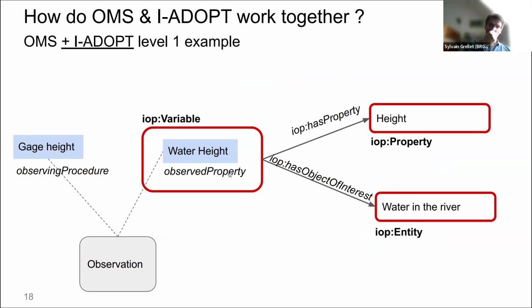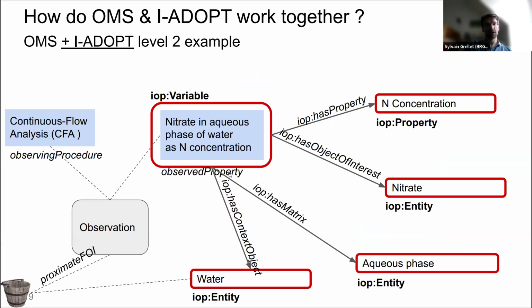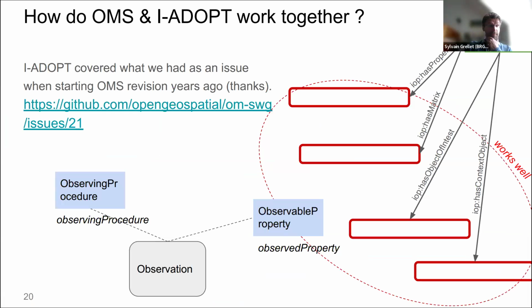I will sketch the first example on river gauge, but the best is this one. So still, if you remember 2 slides before, our guy wondering how to differentiate that it observed nitrate in the aqueous phase of water versus particle phase. That's what I ADOPT allows us to do, as you know, and it was presented before on other example from ELTR. But it works quite well. And bottom line is actually I ADOPT covered what we had in an issue like 2019, 5 years ago in OMS revision. So many thanks for that.